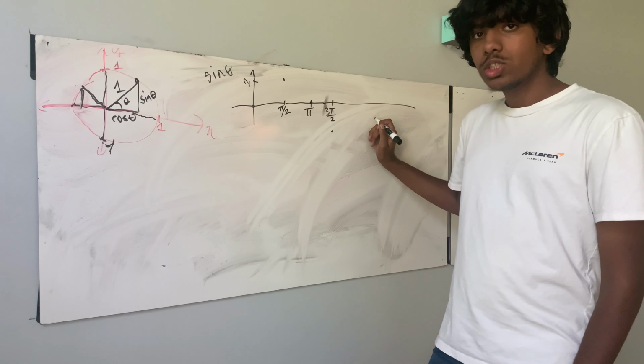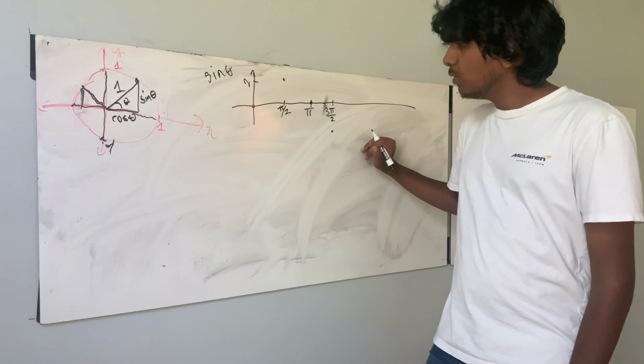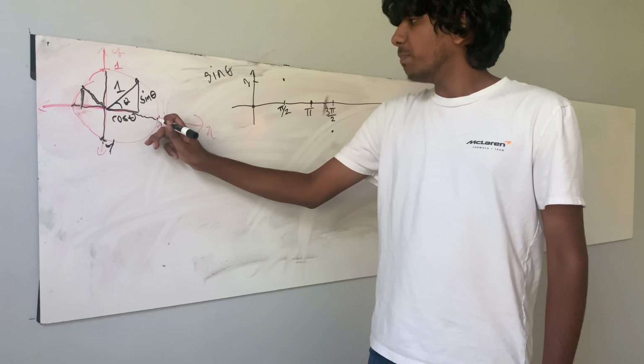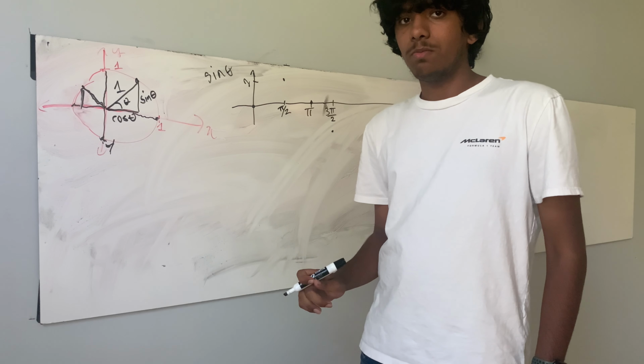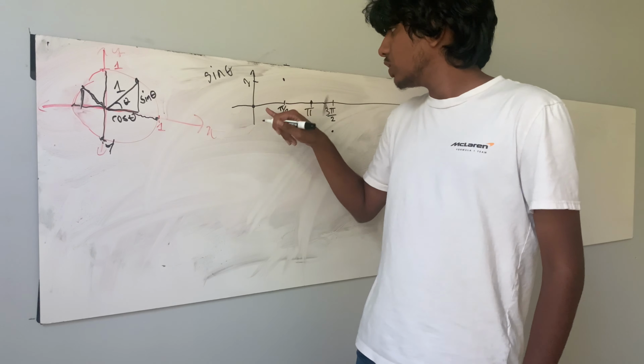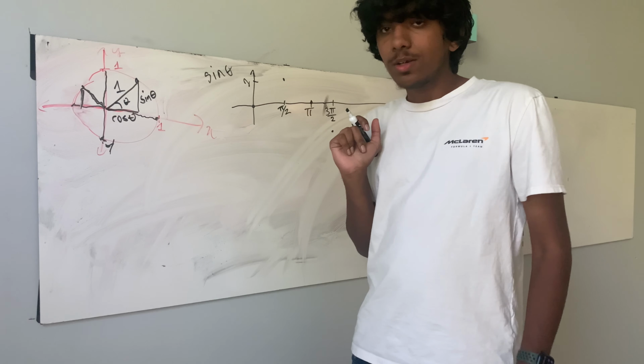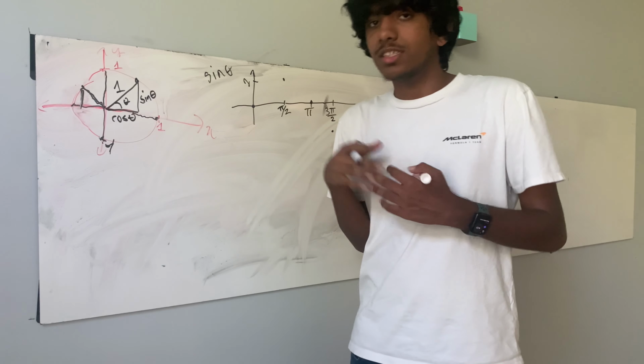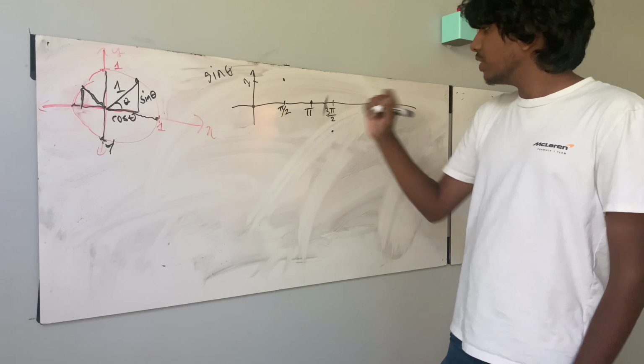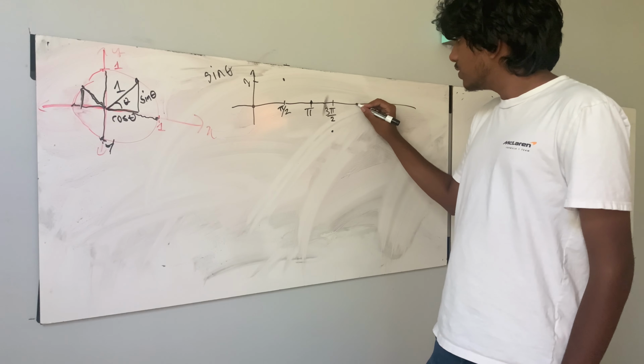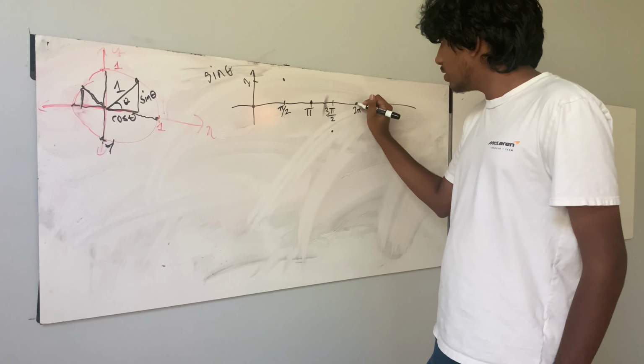Okay, let's go to 360, which is 2 pi. We're back at the same place where we started, 0. So that means it's the same x, y coordinate. Sine of theta is also the same as it was at 0. So at 2 pi, we're at 0.